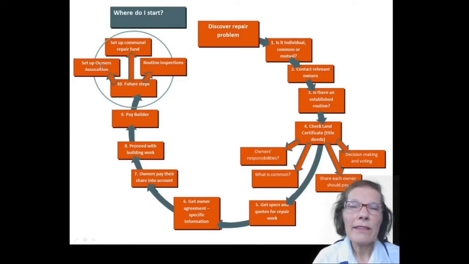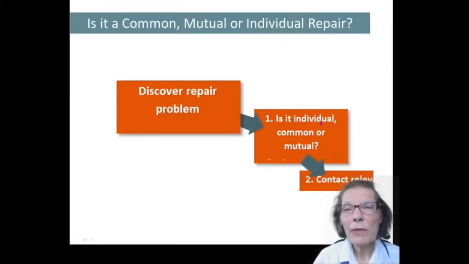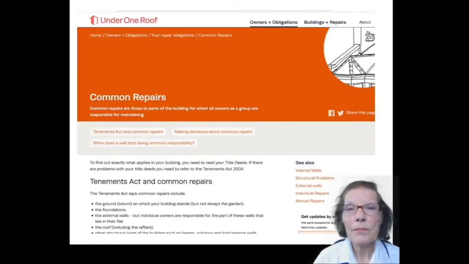You'll then need to find out how to get a builder to get a good repair job done, and then how to get owners to pay in so that you're all paying your share as you should. And I'm going to end up talking very briefly about what to do if, sadly, some owners won't join in on those common repairs. Hopefully that's not a situation you'll face. Let's start off by looking at whether it's an individual, common or mutual repair.